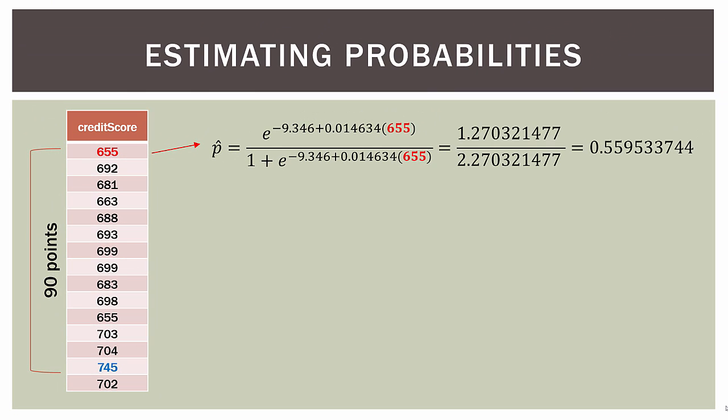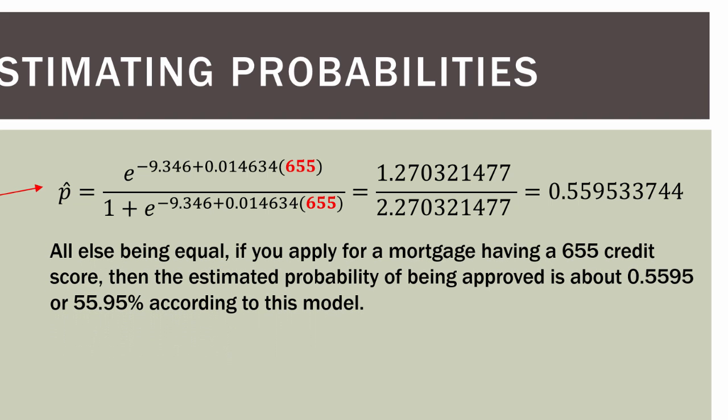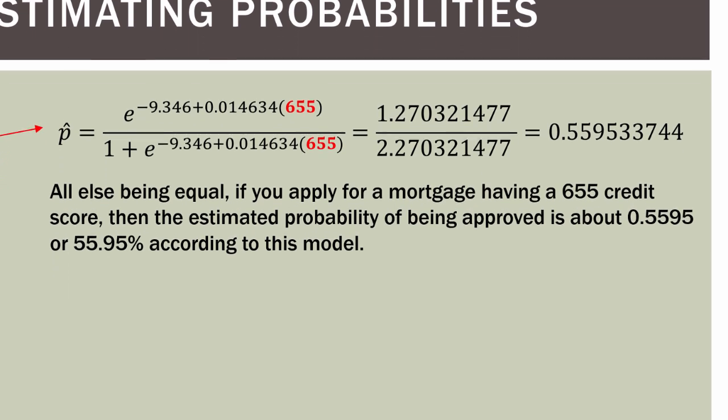To calculate the estimated probability of being approved for this home mortgage if your credit score is 655, all we do is substitute the score of 655 into the estimated regression equation where the variable x1 was. We do this computation, and we end up with the estimated probability of 0.5595. I will keep all the digits out for now, but I'm not going to read all of them. I'm going to keep them to eliminate any rounding problems we might have later. So the estimated probability of being approved, or P hat, is 0.5595. All else being equal, if you apply for a mortgage having a 655 credit score, then the estimated probability of being approved is about 0.5595 or 55.95%, according to this model. So it's a bit better than 50%.